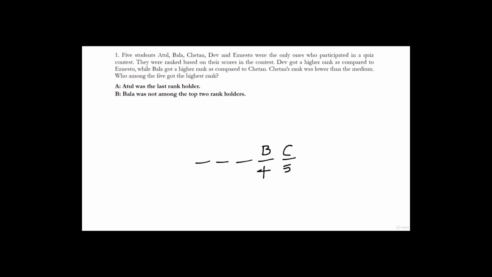And we know that Dev got a higher rank than Ernesto. So Dev could be here, Ernesto could be here, and Atul could be here. So this is one possibility.